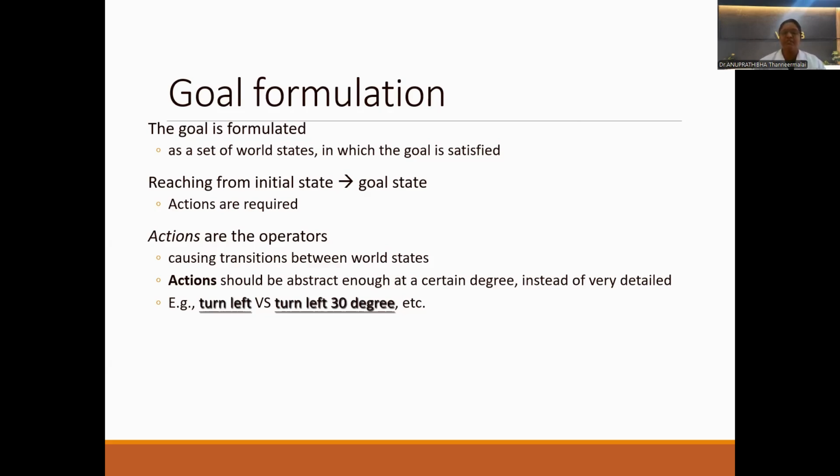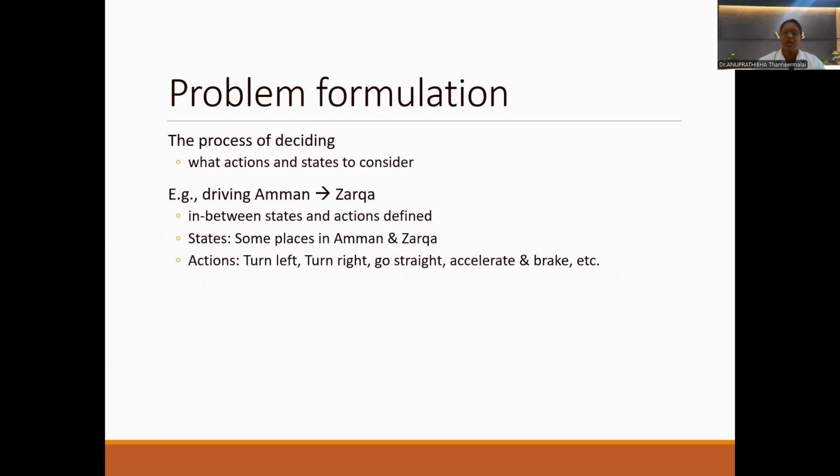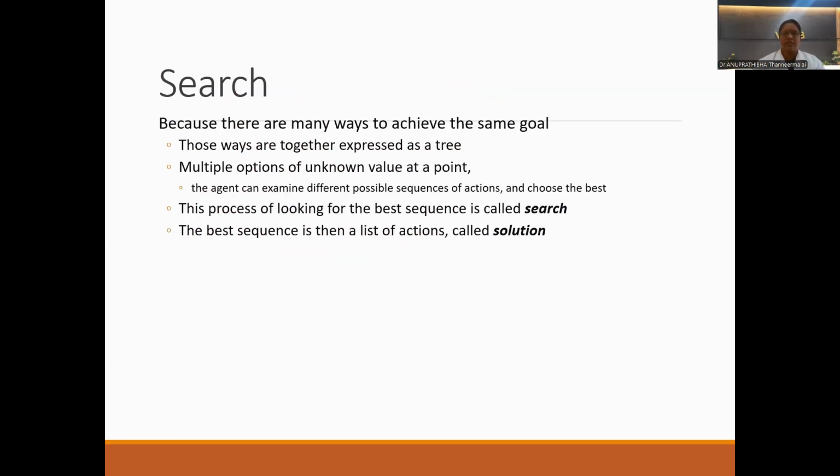Example, turn left versus turn left 30 degrees, etc. Likewise, problem formulation is the process of deciding what actions and states to consider. For example, if you want to drive from Amman to Zarqa, in between, the states are some places in Amman and Zarqa, and the actions are turn left, turn right, go straight, accelerate, brake, etc.